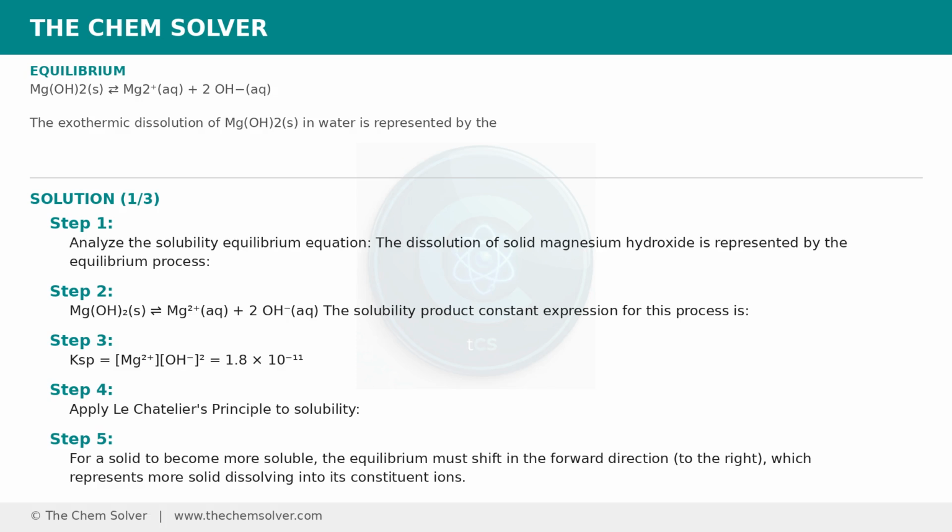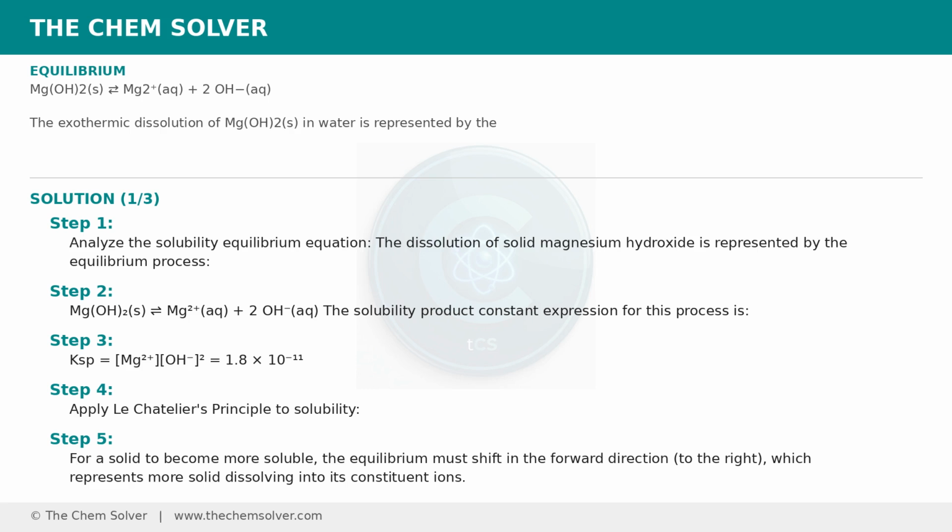Analyze the solubility equilibrium equation. The dissolution of solid magnesium hydroxide is represented by the equilibrium process: Mg(OH)2 is in equilibrium with Mg²⁺ plus 2OH⁻. The solubility product constant expression for this process is Ksp equals [Mg²⁺][OH⁻]² which is equal to 1.8 times 10⁻¹¹.